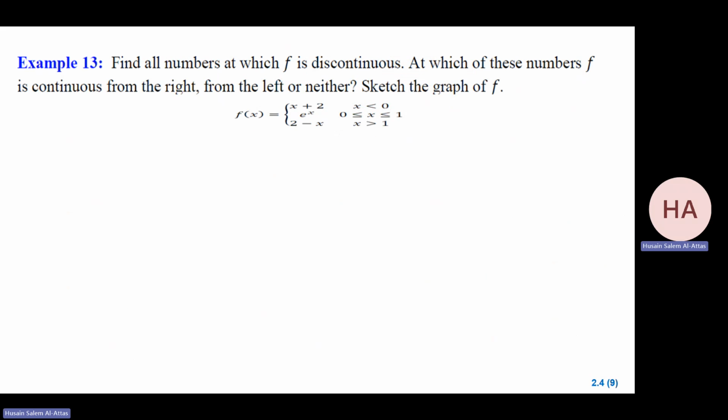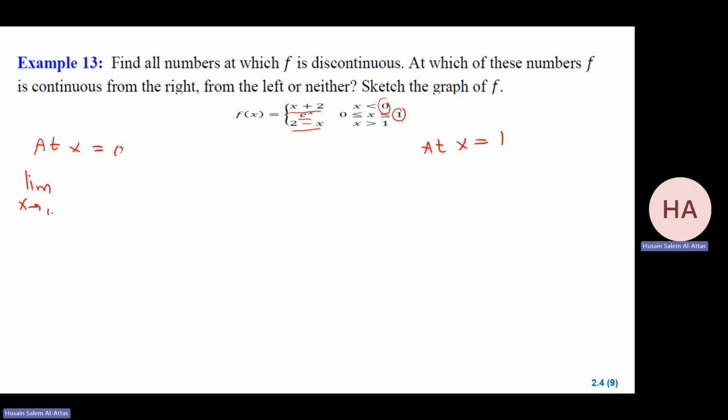Okay. Find all numbers at which f is discontinuous, and at which of these numbers f is continuous from right or from left or neither. Okay. These functions are smooth functions. Nothing to worry about. I just need to check 0 and 1. So I need to check at x equal 0. I need to check at x equal 1.